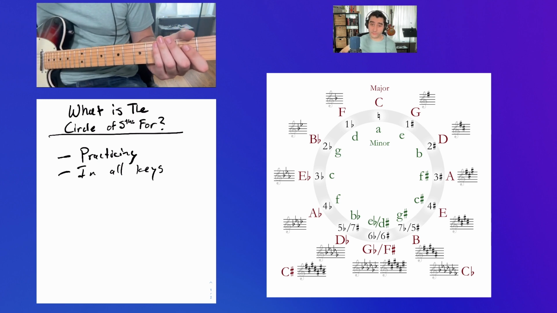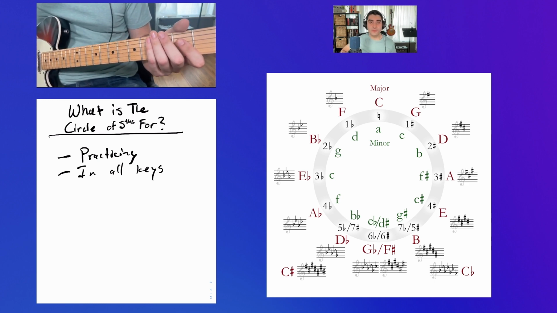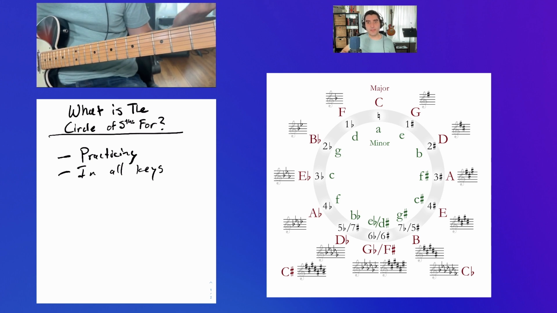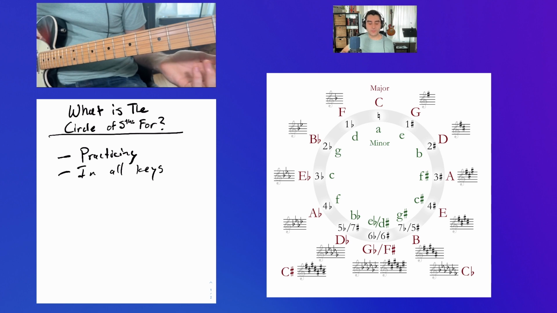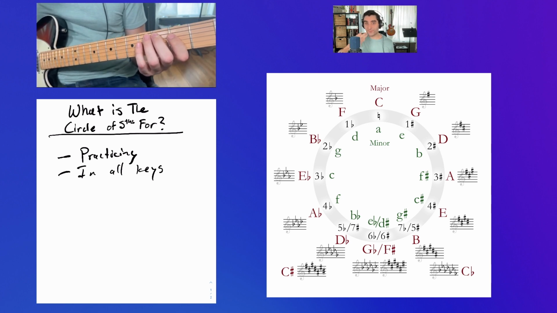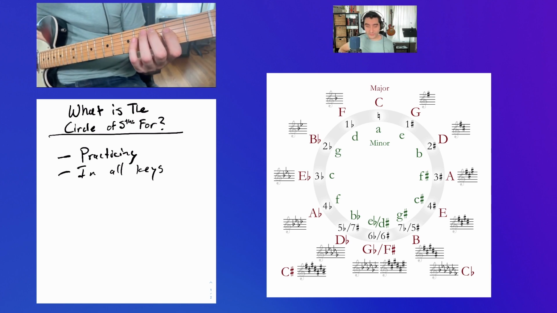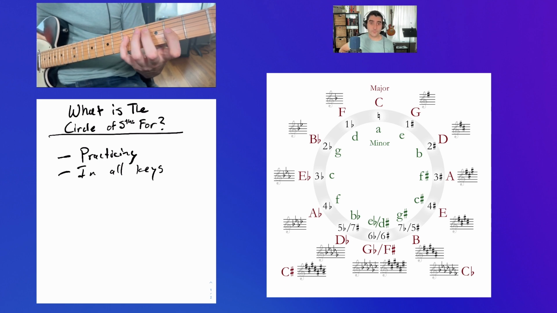So, for example, how would I use this to practice in all 12 keys? Well, let's take the major scale, for example. Most of you know this very simple major scale pattern. So you've got C, D, E, F, G, A, B, C. It's just a C major scale.